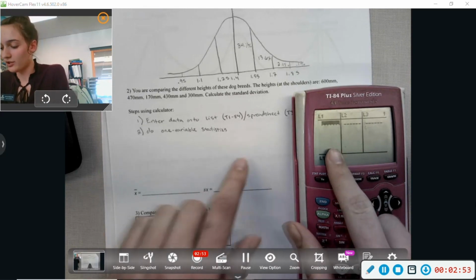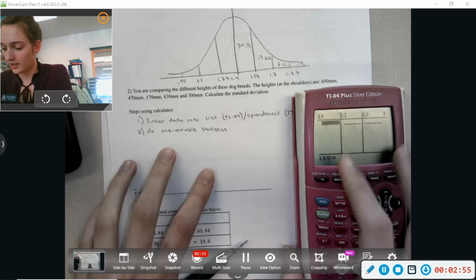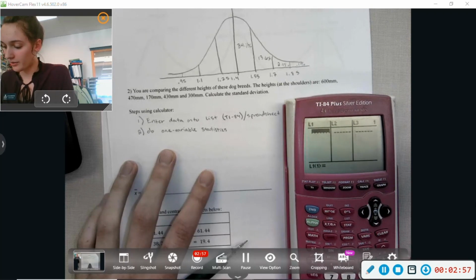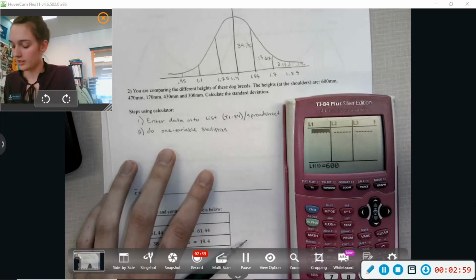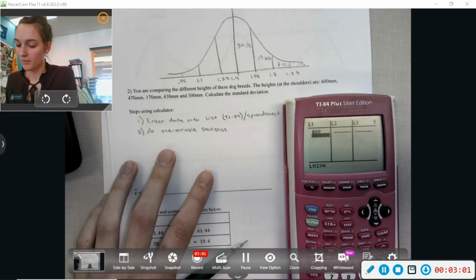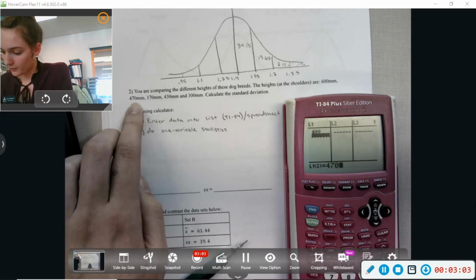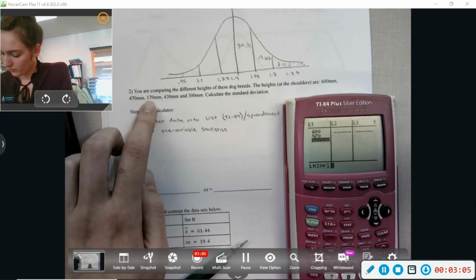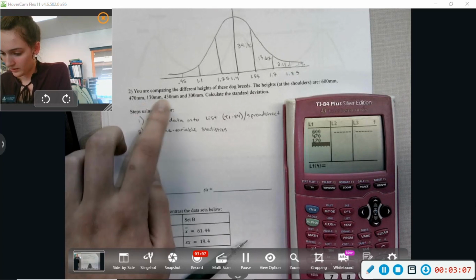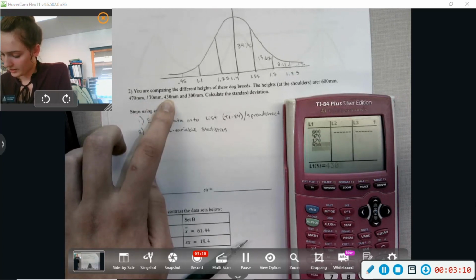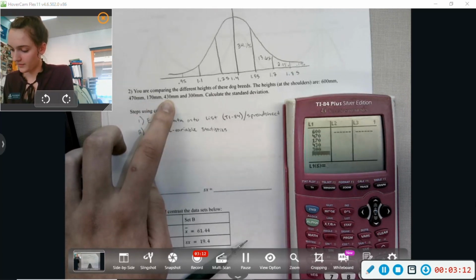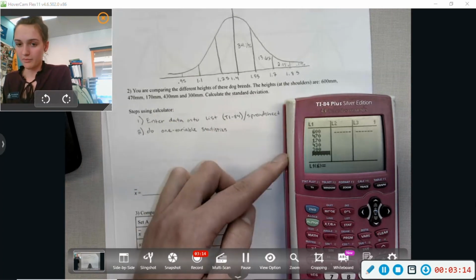And so I'm going to type all of these values into my graphing calculator. So I'm going to do 600, and then you hit enter and it'll show up there, okay? I'm going to do 470, 170, 430, and 300, okay? So now all of those are in my list.